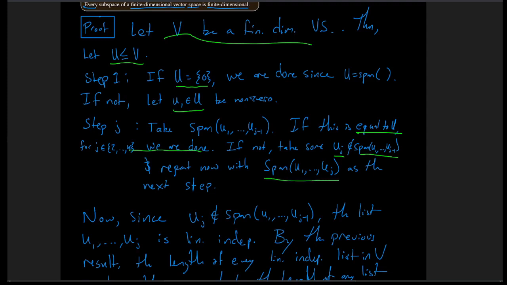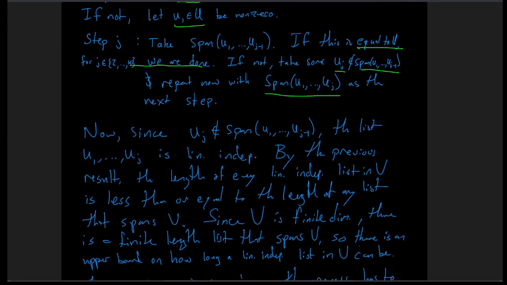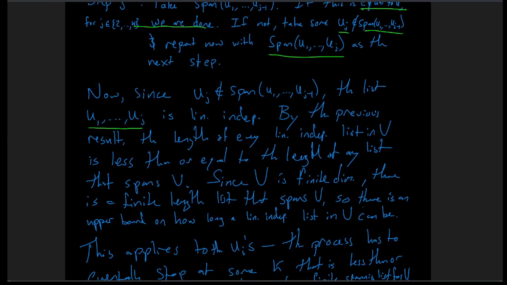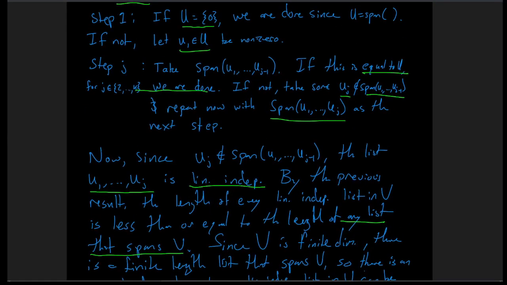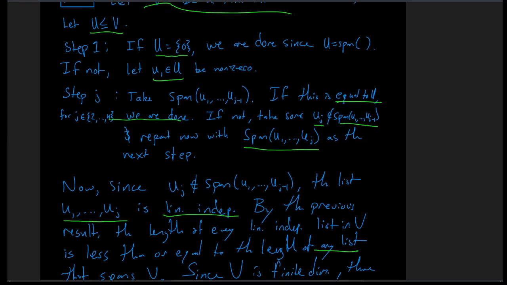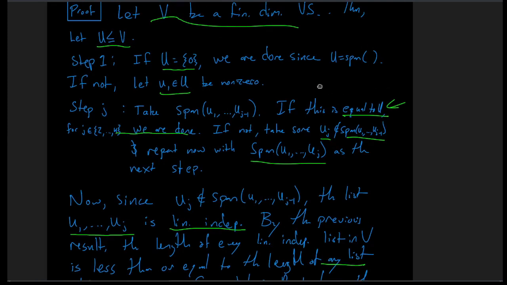However, since uj won't be in the span of u1 through u j minus 1, this tells us that the list u1 through uj is linearly independent. Since we know that every linearly independent list in V is less than or equal to the length of any list that spans V, the fact that V is spanned by a list of finitely many vectors means that this process can't go on forever. And so at some point, this is equal to U, and we are indeed done. So we get our result.